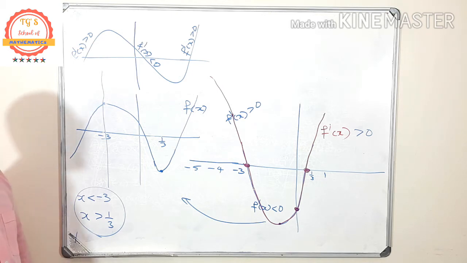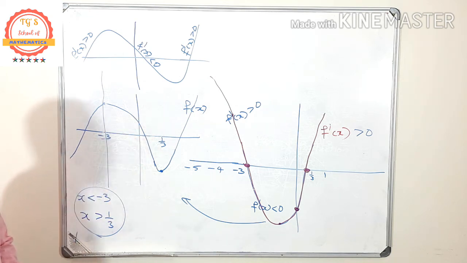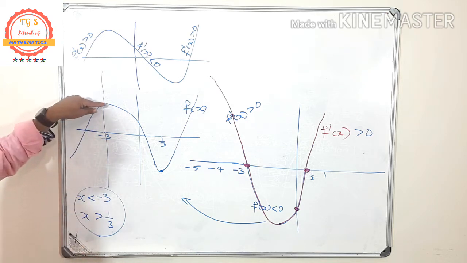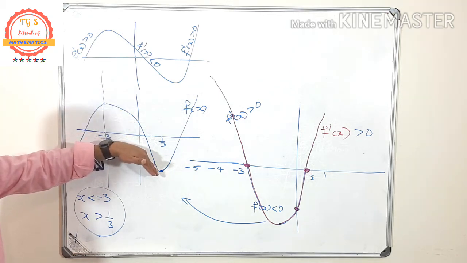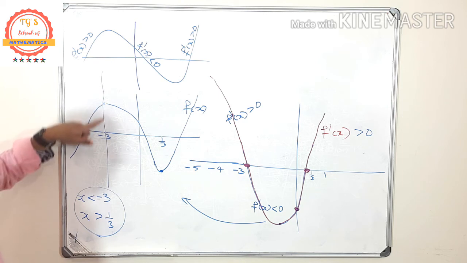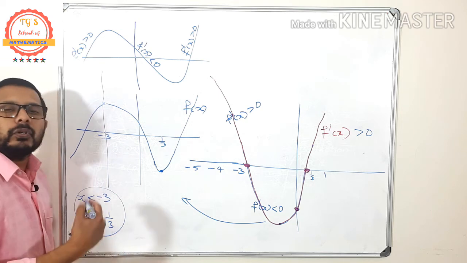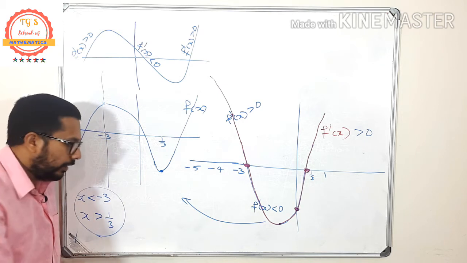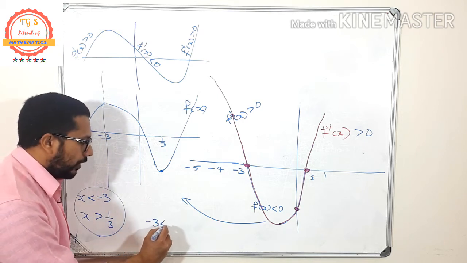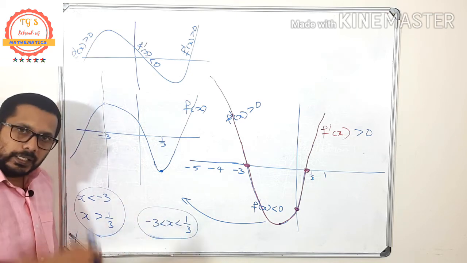Okay, so in case the question is like this, for which values of x the f of x graph, the original graph, is decreasing, what is your answer? You can see that from this point to this point, the f of x graph is decreasing. So this point, what is x? Minus 3. This point, what is x? 1 over 3. That means in case the question is for which values of x the f of x graph is decreasing, then your answer is from minus 3 to 1 over 3, f of x graph is decreasing.